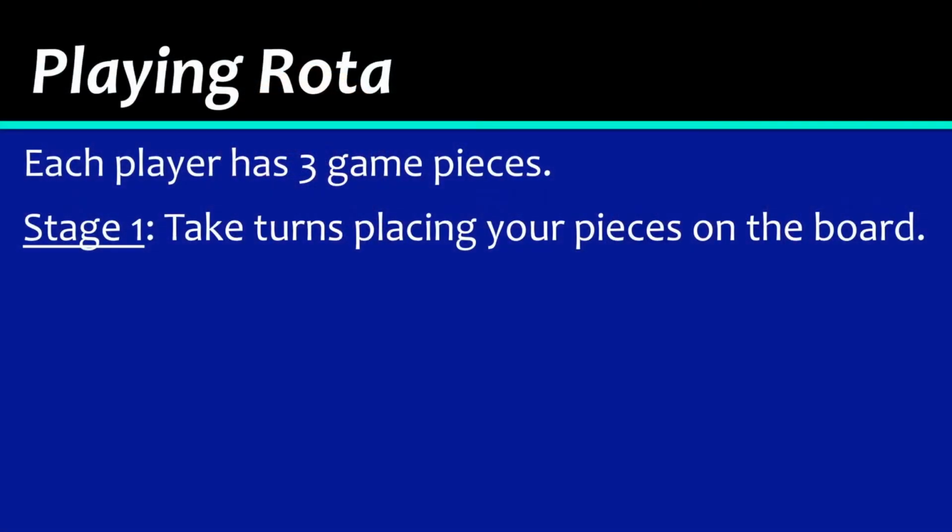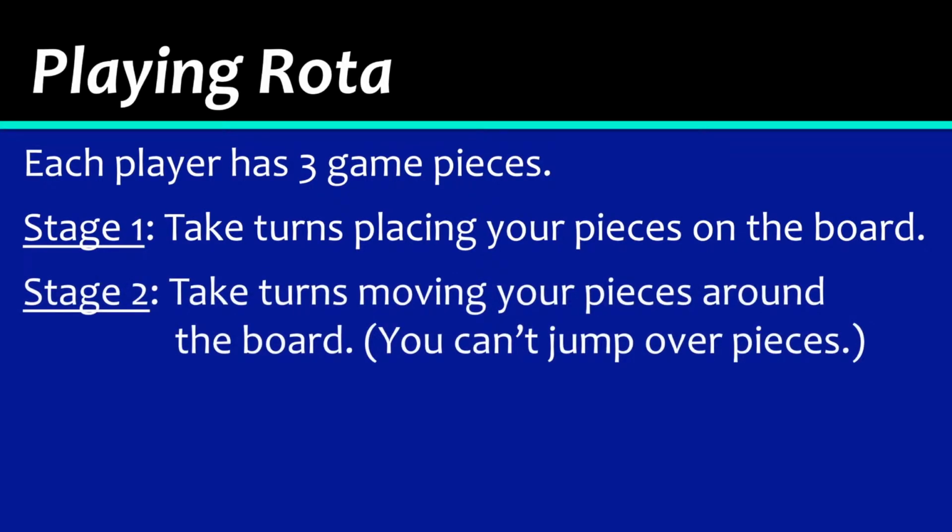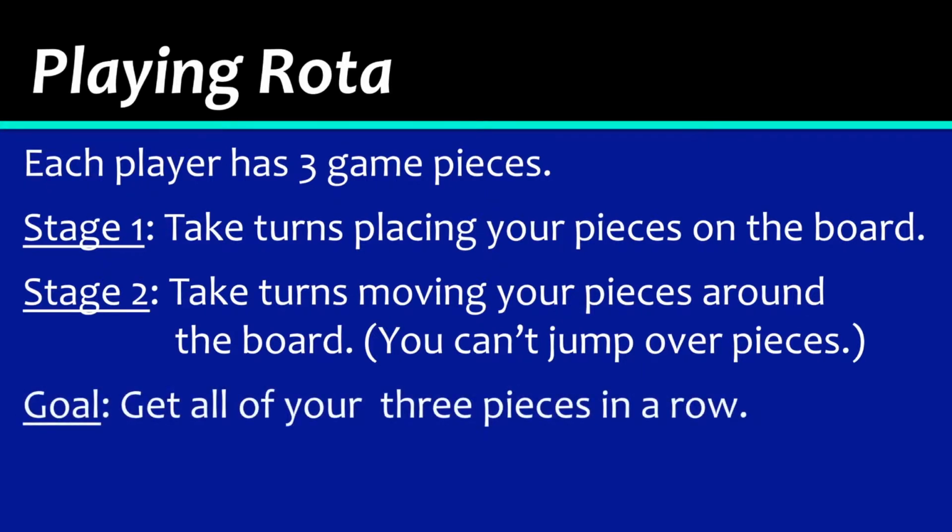In the first stage, each player takes turns placing 1 piece on the board at a time, just like tic-tac-toe. During the next stage, players will take turns moving their pieces around the circle or in and out of the center. The game ends when a player has 3 in a row.